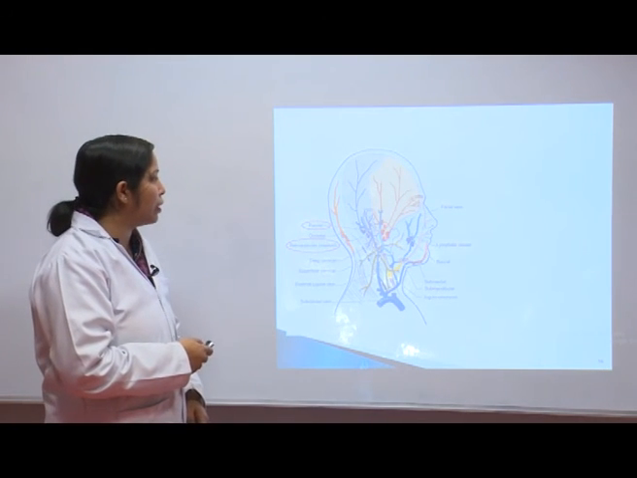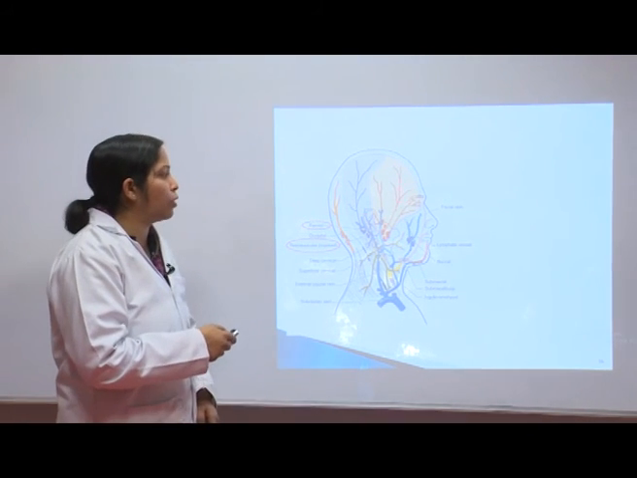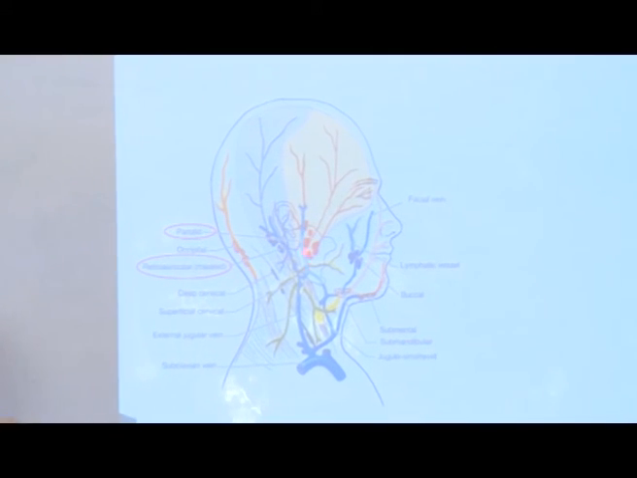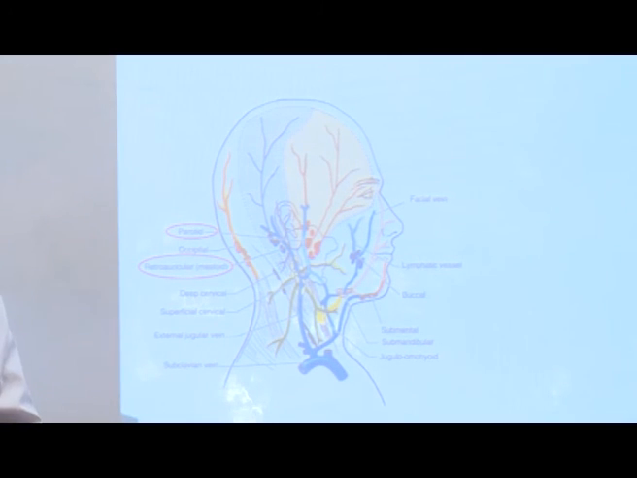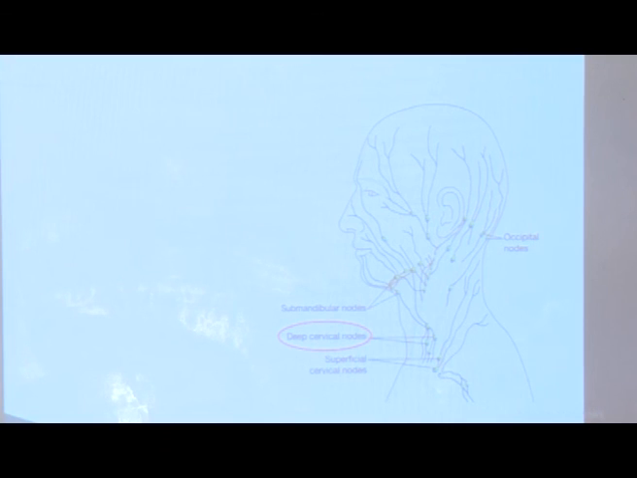Now the lymphatic drainage: the anterior aspect of the scalp will drain into the parotid group of lymph nodes, while the posterior aspect will drain into the retromandibular or the mastoid group of lymph nodes. Finally, all these lymphatics will drain into the deep group of cervical lymph nodes. So this is all about the anatomy of the scalp.